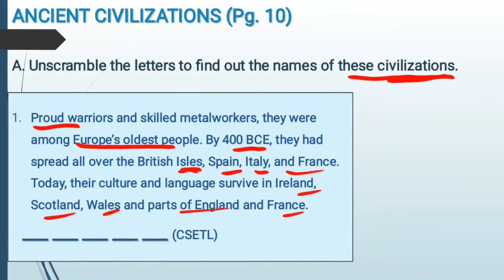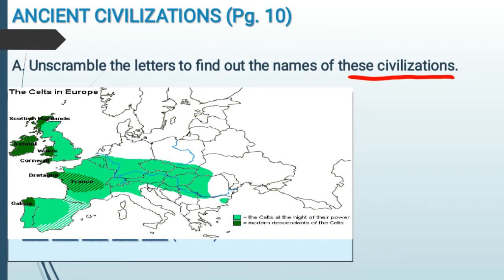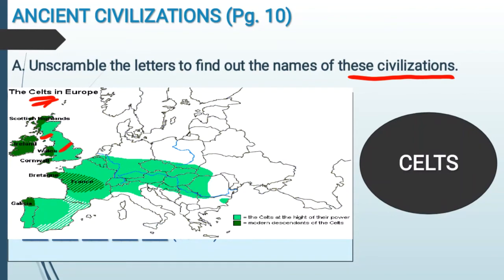Can you guess the answer? Do you have any idea? See here, here is the map showing how this civilization spread among these countries. This is Wales, England, Scottish lands. The answer is there in this map, isn't it? So what's the answer? Celts. You can pronounce this as Celts, and you can also pronounce it another way, but go for Celts. So the name of the civilization is Celts. Now let's move on to question two.